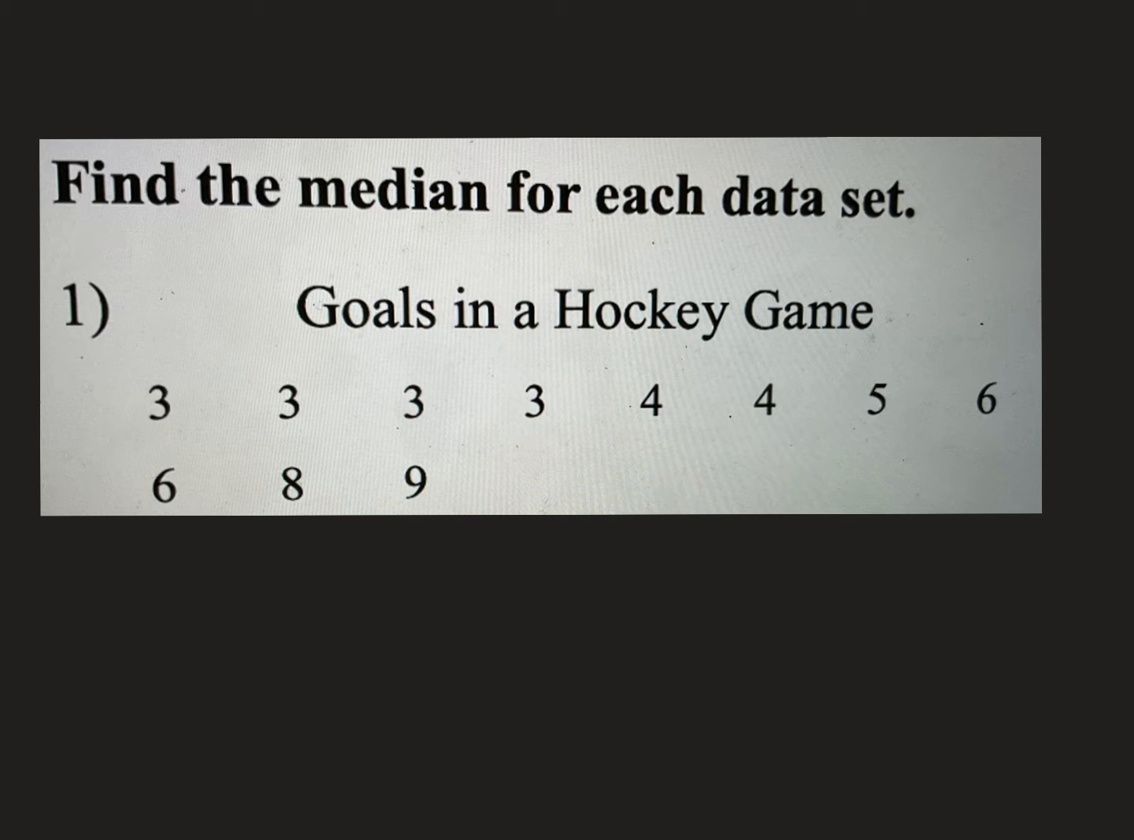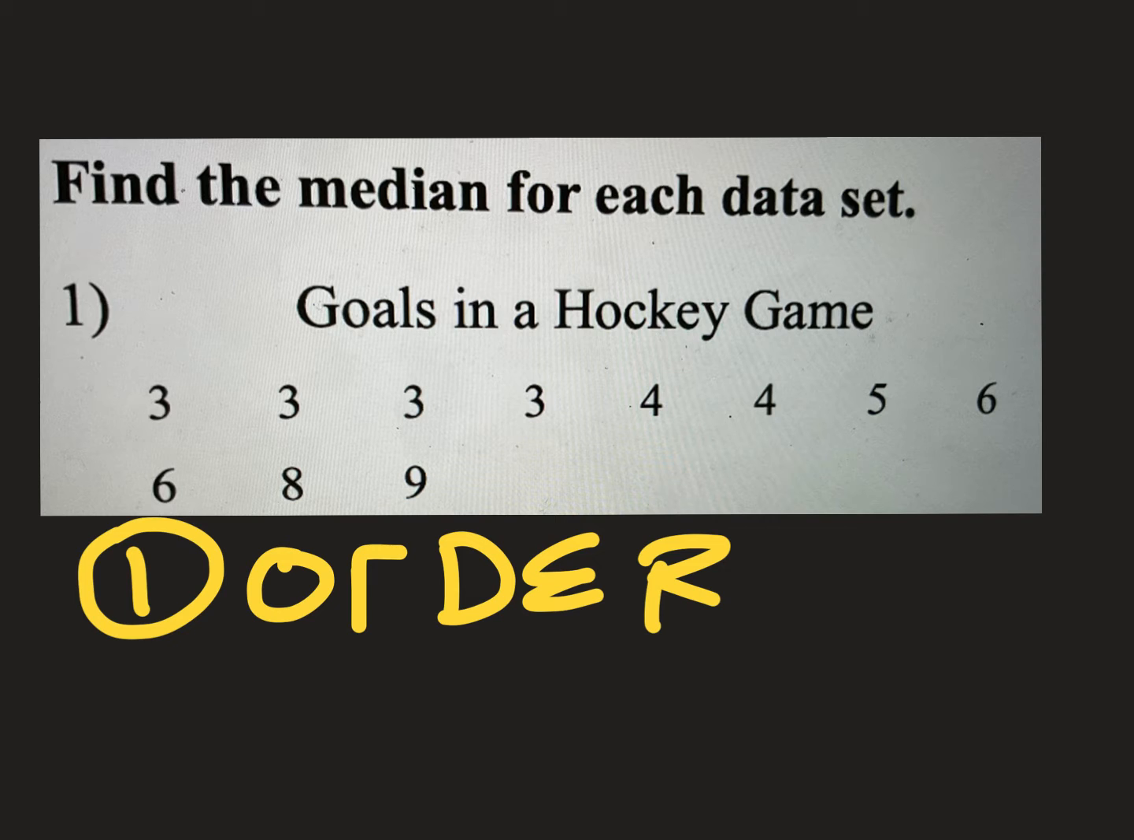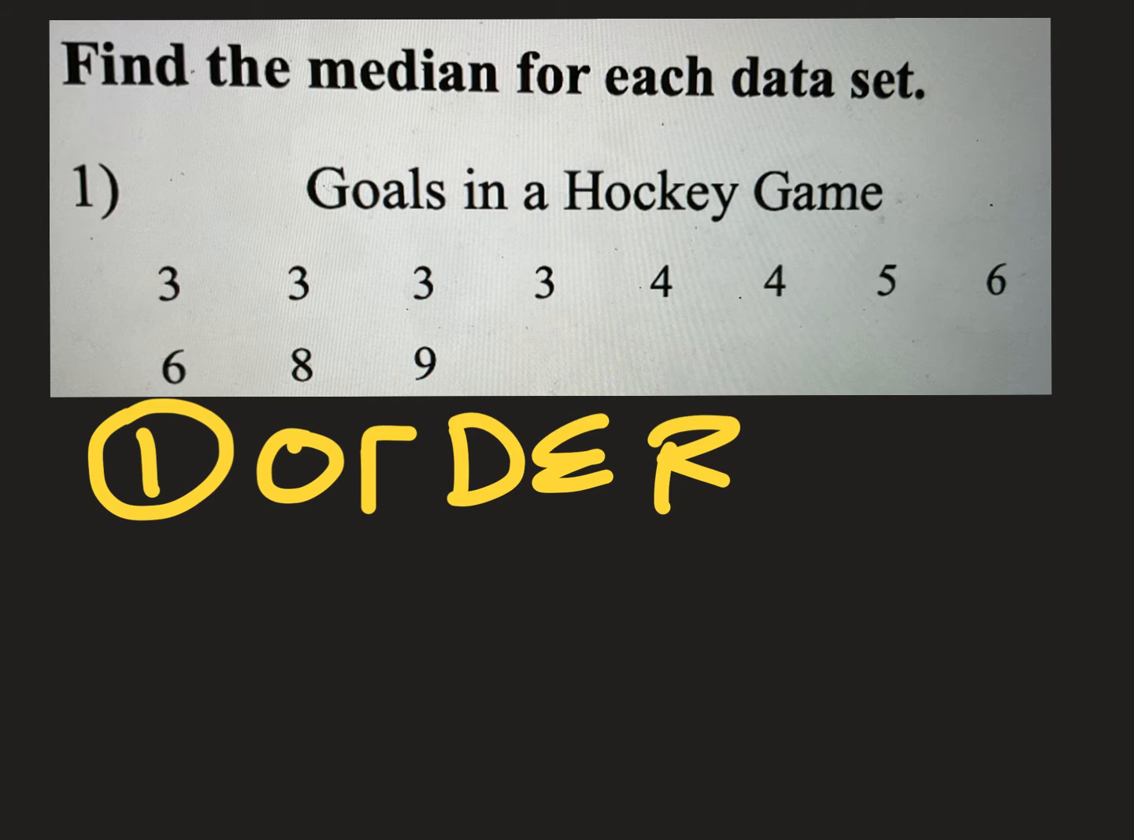But anyway, to find the median, which is what the real point of this is, we need to do two things. First of all, order it from least to greatest. Honestly, it really doesn't matter if it's least to greatest or greatest to least, but we'll go ahead and do it that way. But you can tell I actually gave it to you in order already because the smallest starts at 3 and it goes in order to 9. So it's already in order from least to greatest.